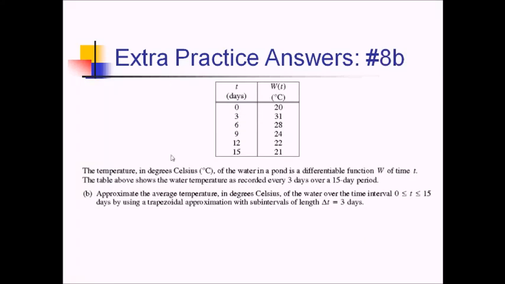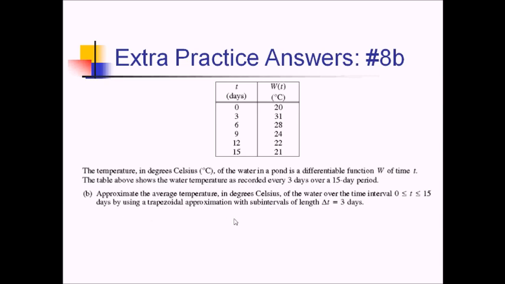For this problem, we have the temperature in Celsius of the water in a pond, and we have a differentiable function w that gives us that temperature. So let's see here. We want to approximate the average temperature in Celsius over the interval from 0 to 15 using a trapezoidal approximation. And we have subintervals with length 3 days, which is good because that's all they gave us in this table. So let's get our general setup.